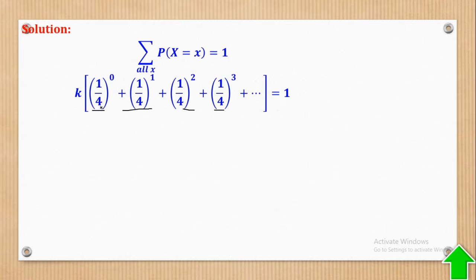If you look at this, because there is a common ratio, how do you know that there's a common ratio? When you say this divide by this, you get a quarter. This divide by this, you get a quarter. This divide by this, you get a quarter. So that means that there's a common ratio.